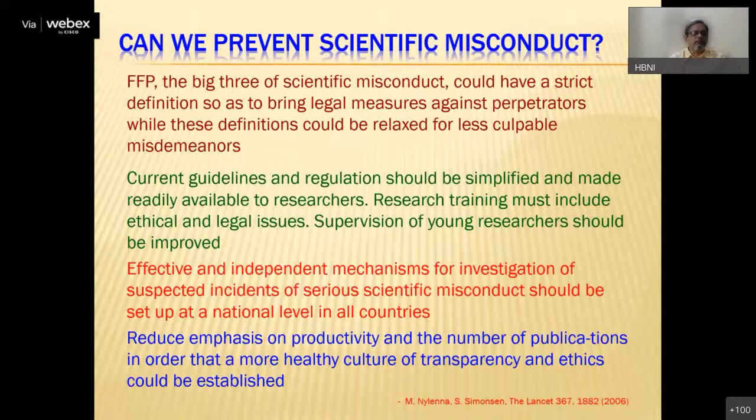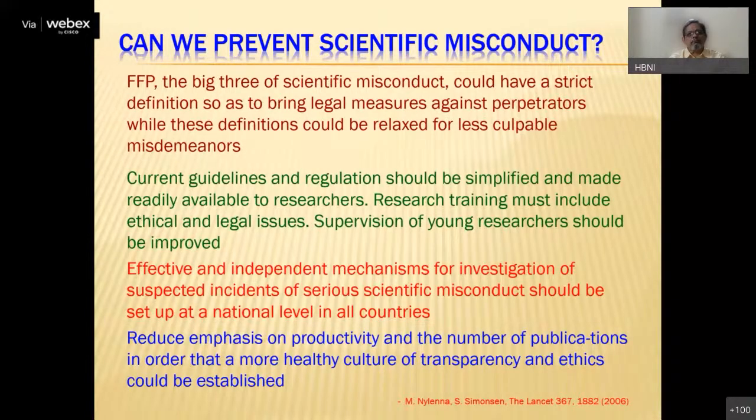Then we must have effective and independent mechanisms for investigation of suspected incidents of serious scientific misconduct. And these should be set up in all countries at a national level. Simultaneously, you must also protect the whistleblowers, that means people who bring scientific misconduct to light, so they should not be at the receiving end. Like we have seen in some of the cases I described, people who brought out the scientific misconduct were terminated, their fellowships were terminated, they were asked to leave, or if they happen to be a faculty member, they were suspended, and all these things happen. Okay, so they must be protected. So there has to be a mechanism which takes care of this.